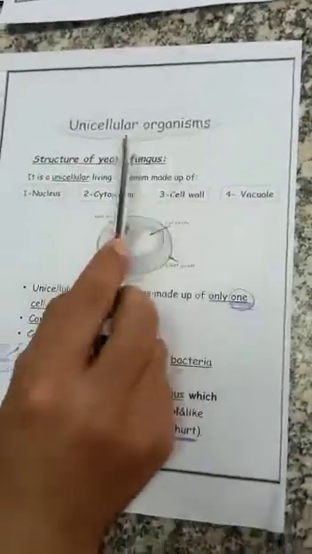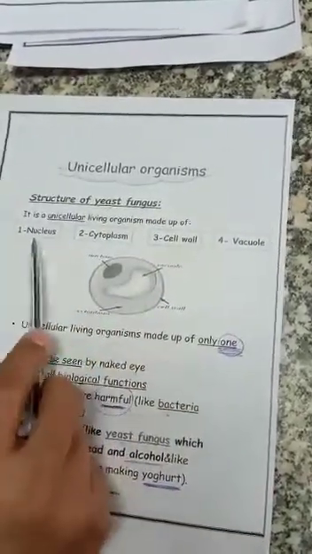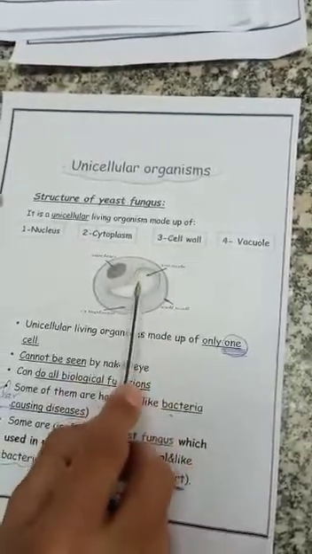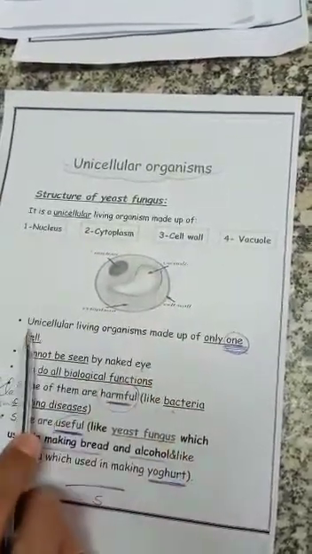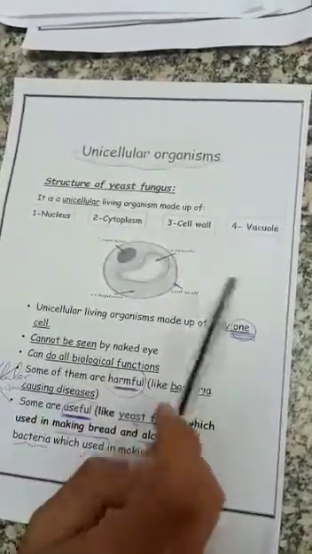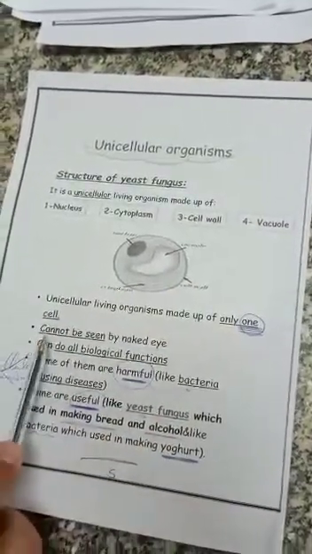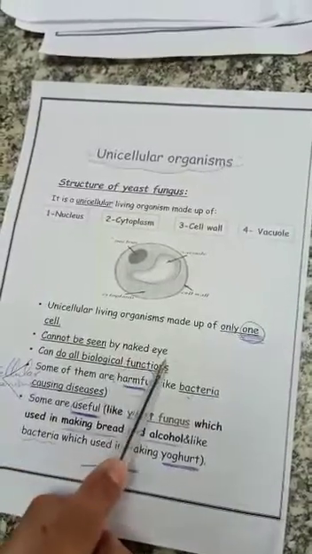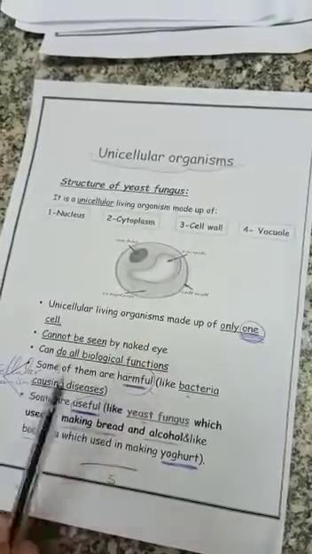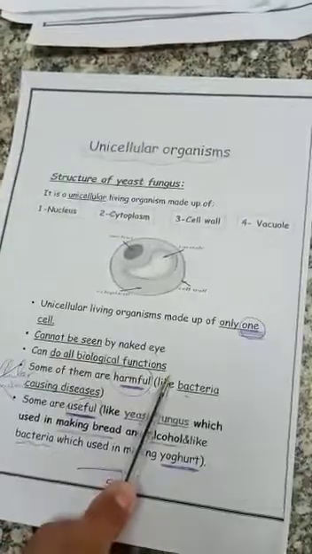Unicellular organisms are like fungus. This is the structure of yeast fungus: nucleus, cytoplasm, cell wall, and vacuole. So, unicellular living organisms are made up of only one cell, and cannot be seen by the naked eye. We must use the microscope. We can see this under the microscope, and it can do all biological functions.